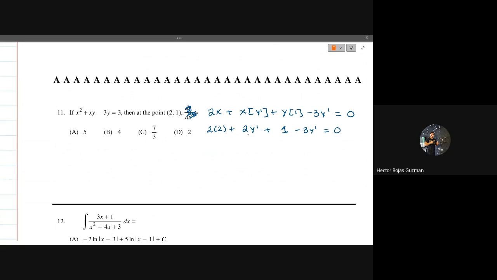So if we combine like terms, we're going to get negative y prime, 4 plus 1, that's 5. Add the y prime to the other side, and we get that the slope is 5.